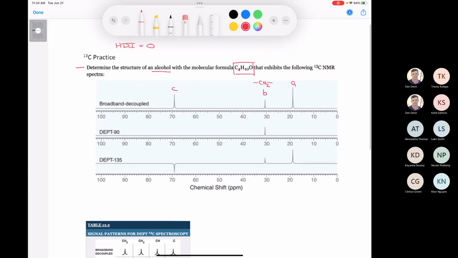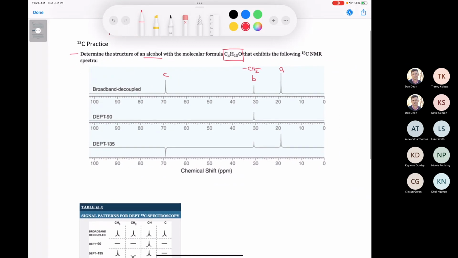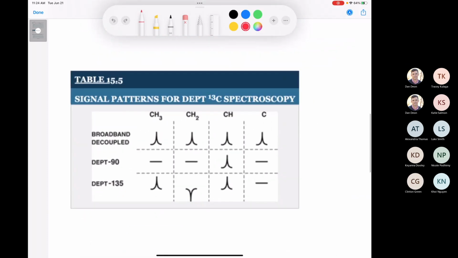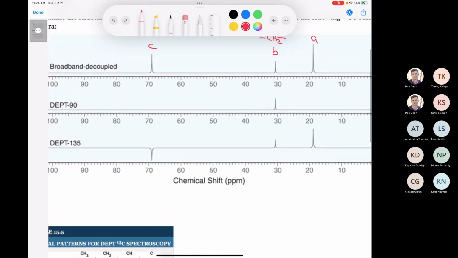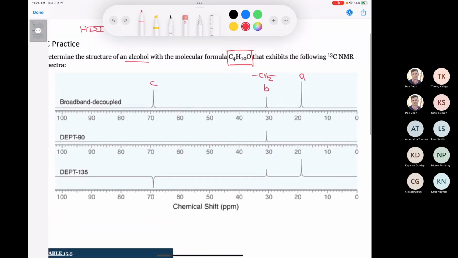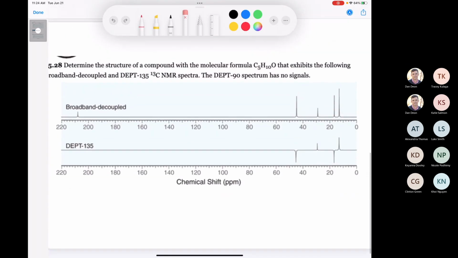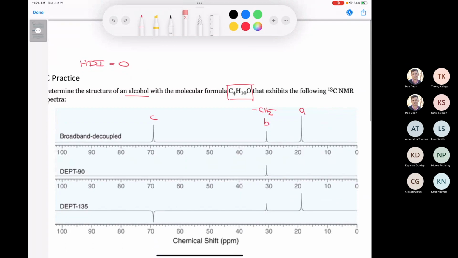Okay. Next, if we go down to the DEPT 135, we see that we have 1 negative signal, 1 signal pointing down. That's a methylene. And anything else that's pointing up that we didn't identify before must be a methyl. Did I label that as a methylene when I meant to make it a methine? Oops, my mistake. So this isn't a methylene, it's a methine. There we go, that's a little bit better. This is our methylene, sorry, my mistake. And then this must be a methyl group.